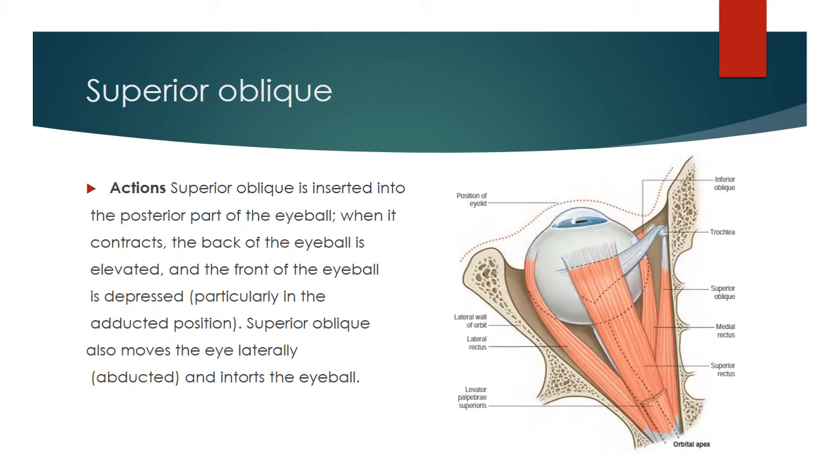Superior oblique muscle is inserted into the posterior part of the eyeball. So when it contracts, the back of the eyeball is elevated. We will discuss this action in detail with the movements of the eyeball. So when the back of the eyeball is elevated, the front of the eyeball is depressed. So it causes depression of the eyeball. But superior oblique also moves the eye laterally and also does intorsion of the eyeball.